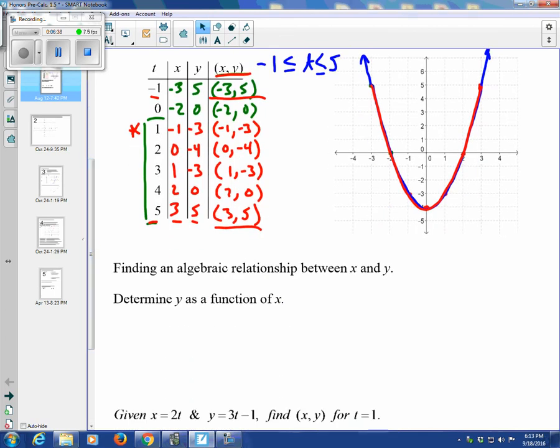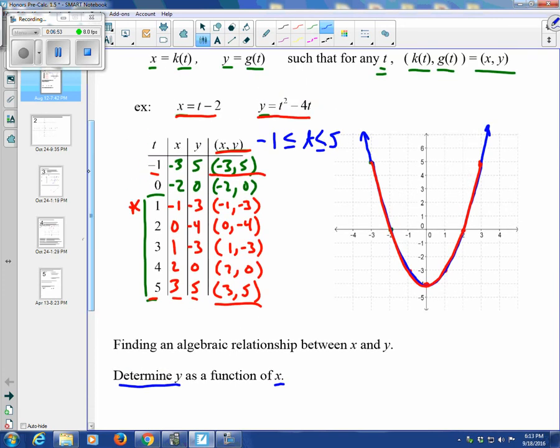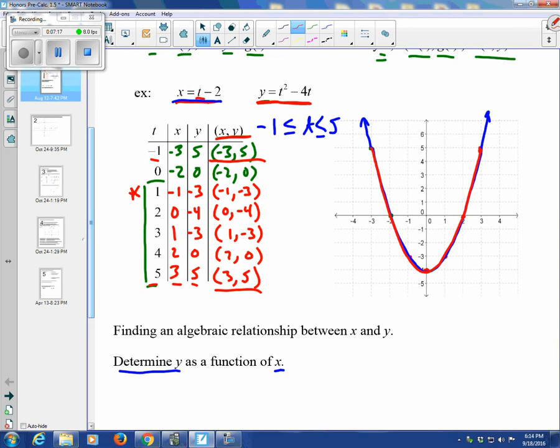So right here, finding an algebraic relation between x and y is generally going to mean determining y as a function of x for us, right? And so basically what we're going to do to get an equation that would give us this graph from our parametric equations is take our parametric equation for x and solve for t, right? And then we'll be able to plug in what t equals with x into our y equation, and then we should get y as a function of x.